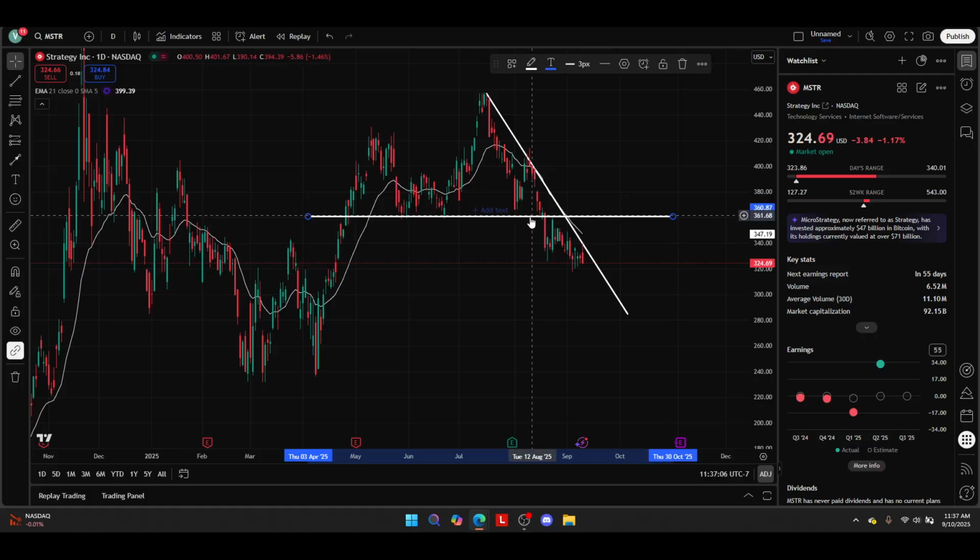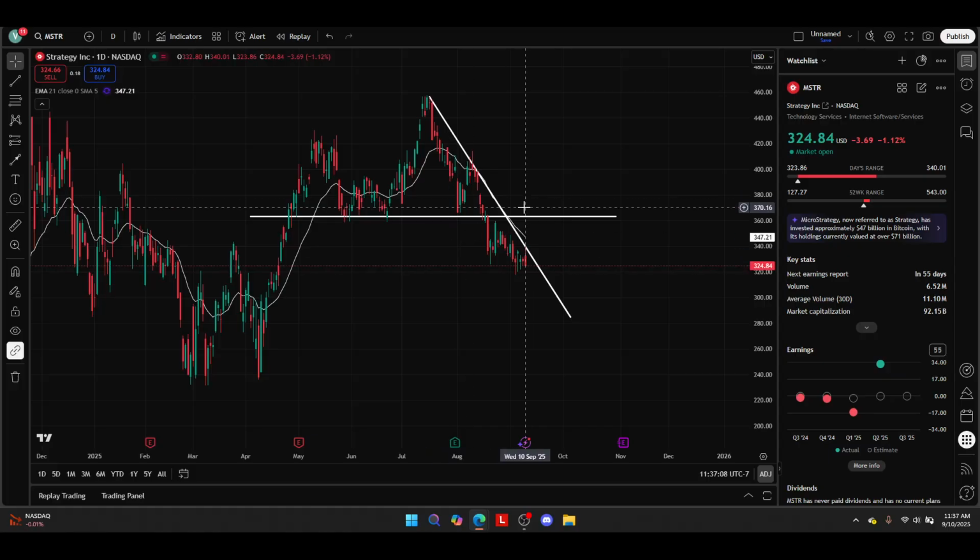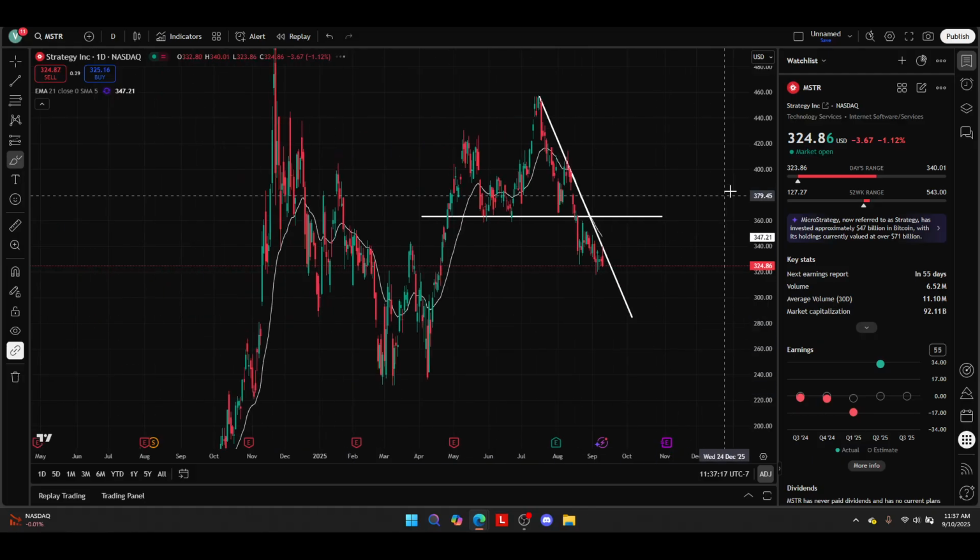Just an hour and a half left in the market. So as long as we're still below the 360 level, below the trend line, below the EMA, this is all still bearish territory. We need to see some aggressive buying to change the picture. But right now, the narrative is still towards the downside.